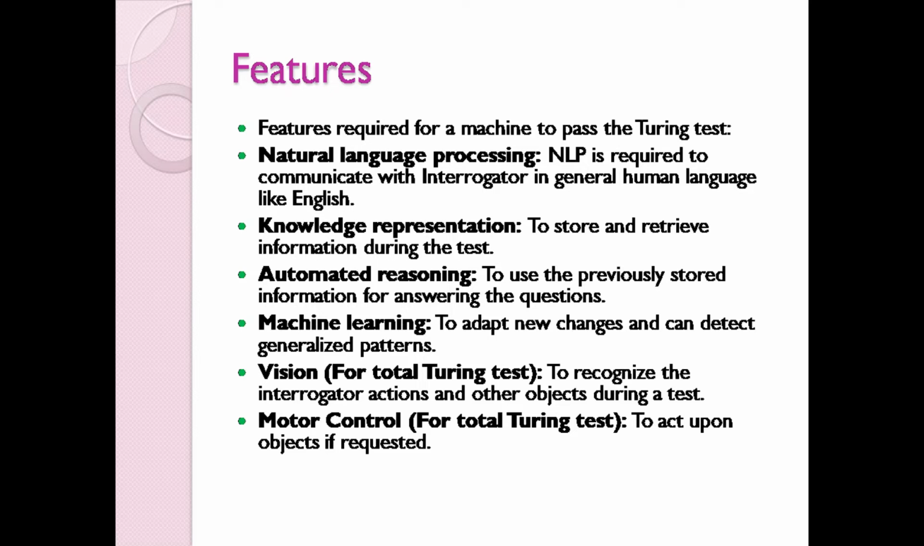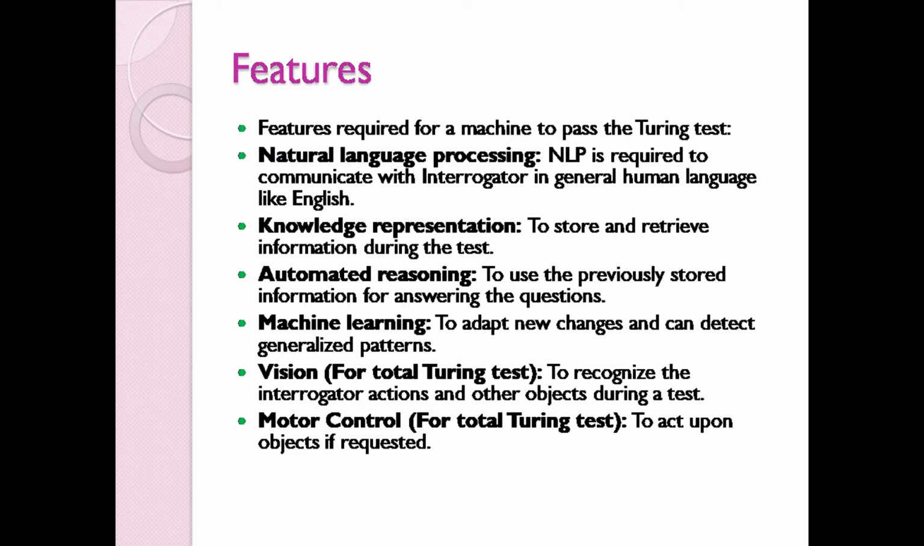Natural language processing is required to communicate with the interrogator in general human language like English. Knowledge representation is to store and retrieve information during the test. Automated reasoning is to use the previously stored information for answering the questions. Machine learning is to adapt to new changes and detect generalized patterns. Vision is to recognize the interrogator's actions and other objects during a test.